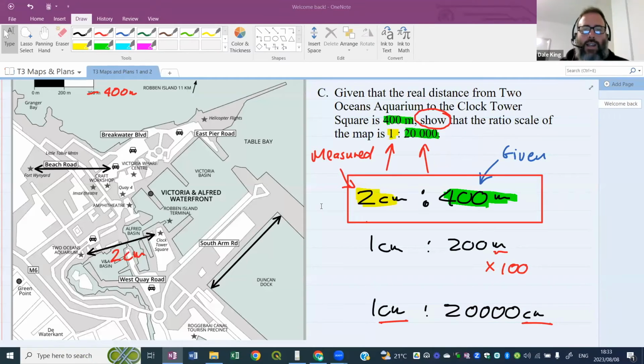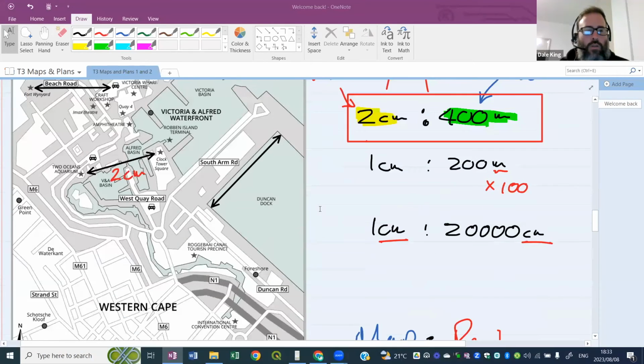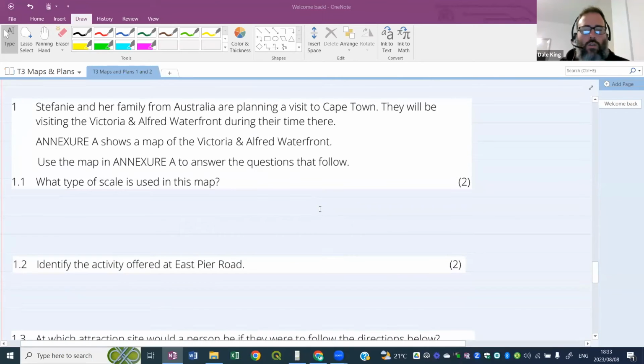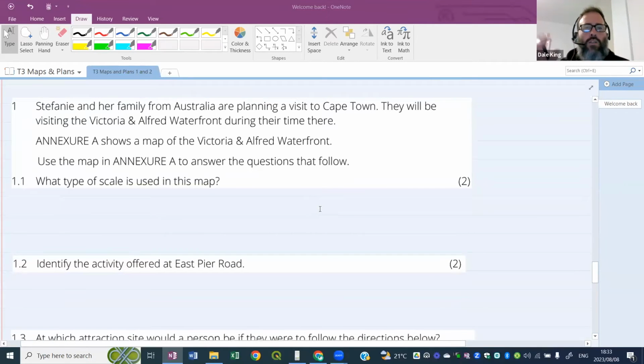All right, let's continue. Spare a thought for all those people in Cape Town tonight. Hopefully it gets sorted out. Our thoughts are with you. All right, we're moving on to this part of the question now. This is based on the same map as well. This is contextual, so there's obviously a story involved here. These are contextual questions based on this map.